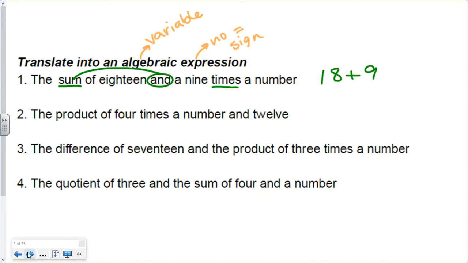Or an N, or a W, or an A, or whatever letter you want. But you are going to smush them right next to each other. Yep, N is good. How's everybody feel about that? Again, I ask you, you've done this before, right? Yes, you have. Keywords at number 2.